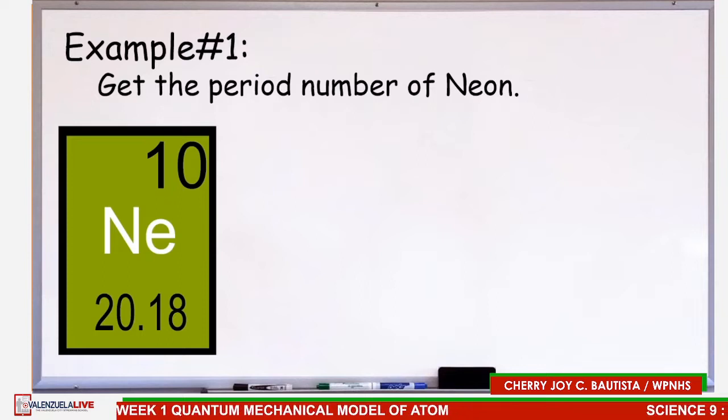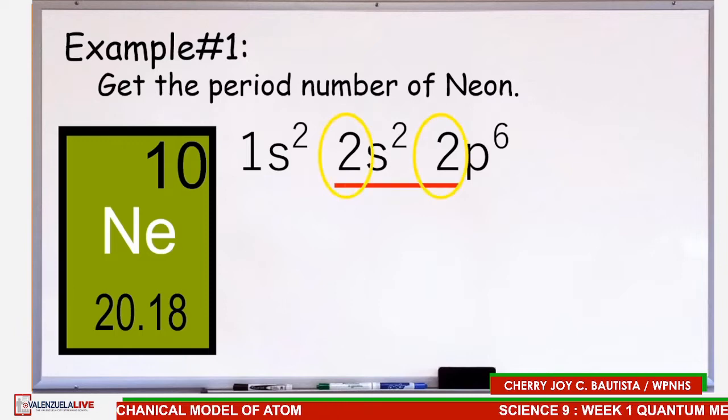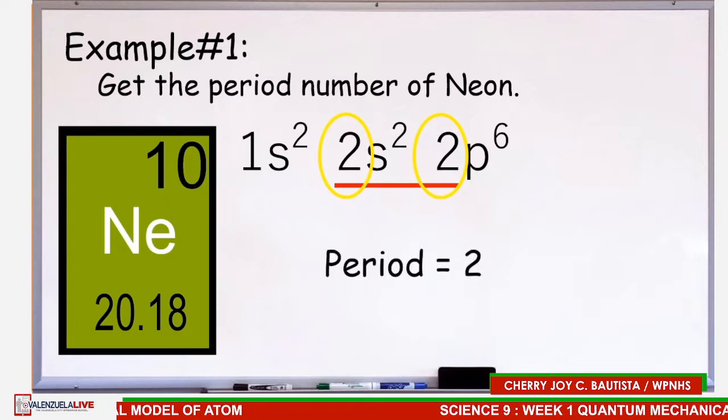For example, neon has an electron configuration of 1s2, 2s2, 2p6. The maximum value of N is 2. Therefore, neon is in period 2. You can check the periodic table if that is correct.